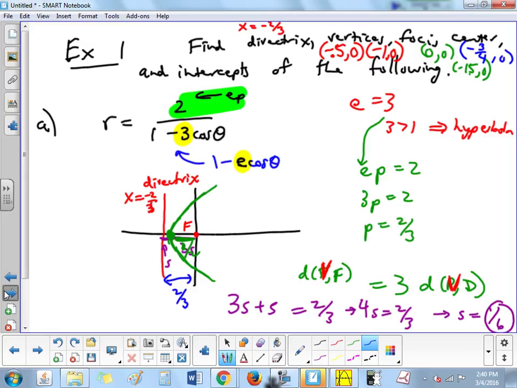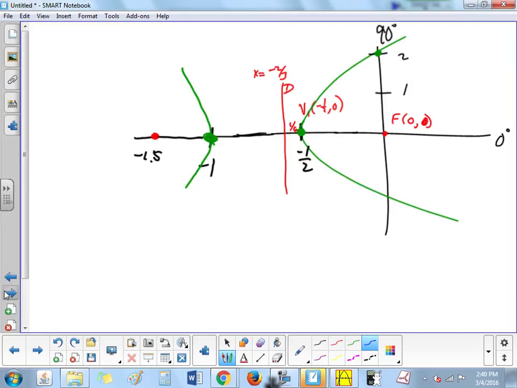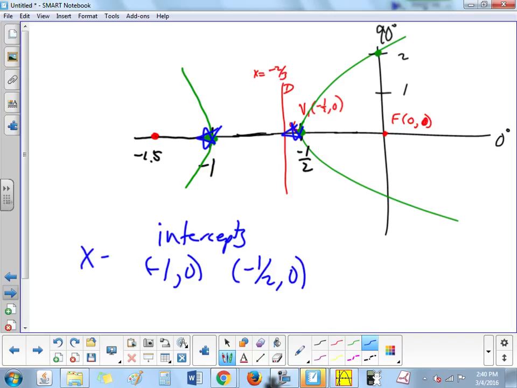Intercepts. Well, we've done pretty well with that already. We know the x-intercepts. Those are just the vertices. So I'll write my intercepts on this page. The intercepts are just the vertices, -1, 0, -1/2, 0. Those are the x-intercepts.